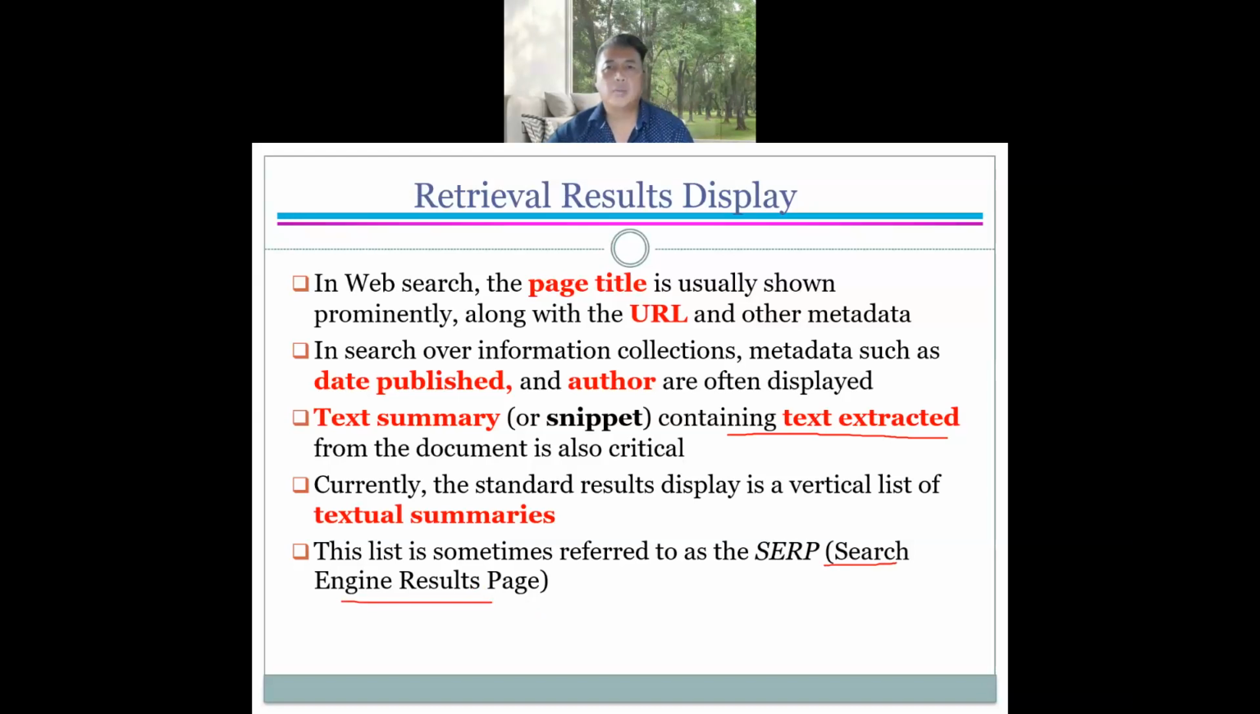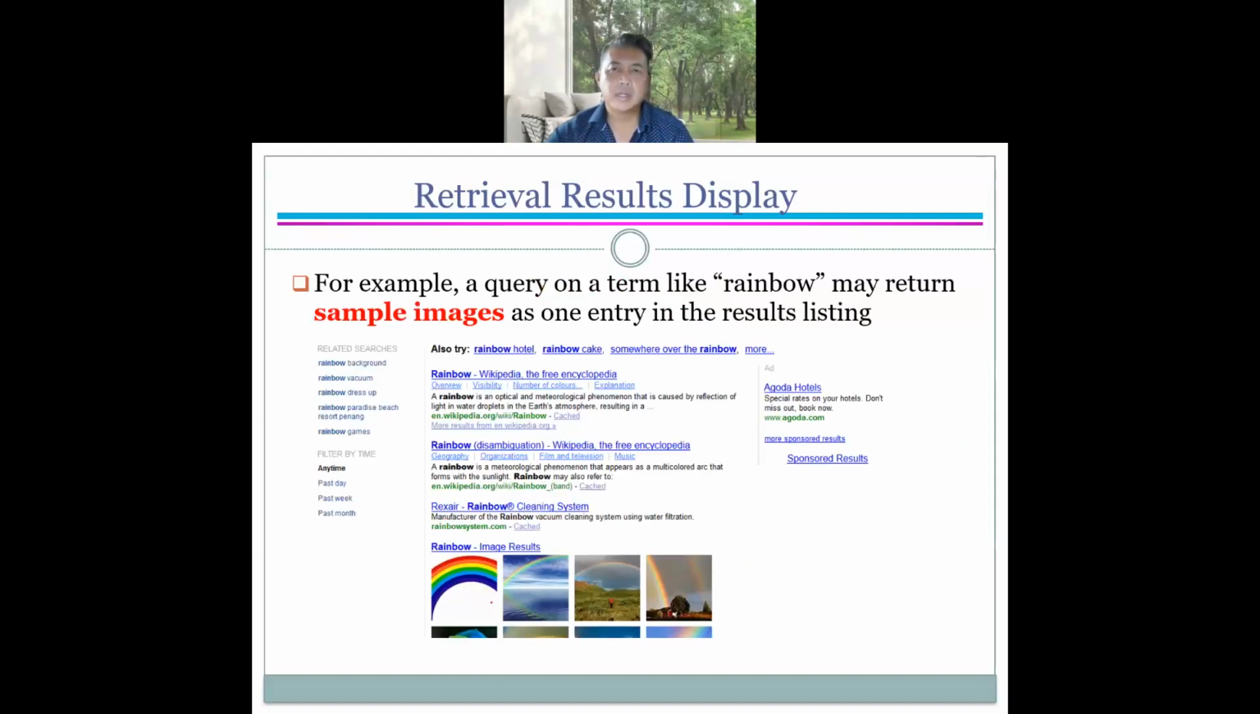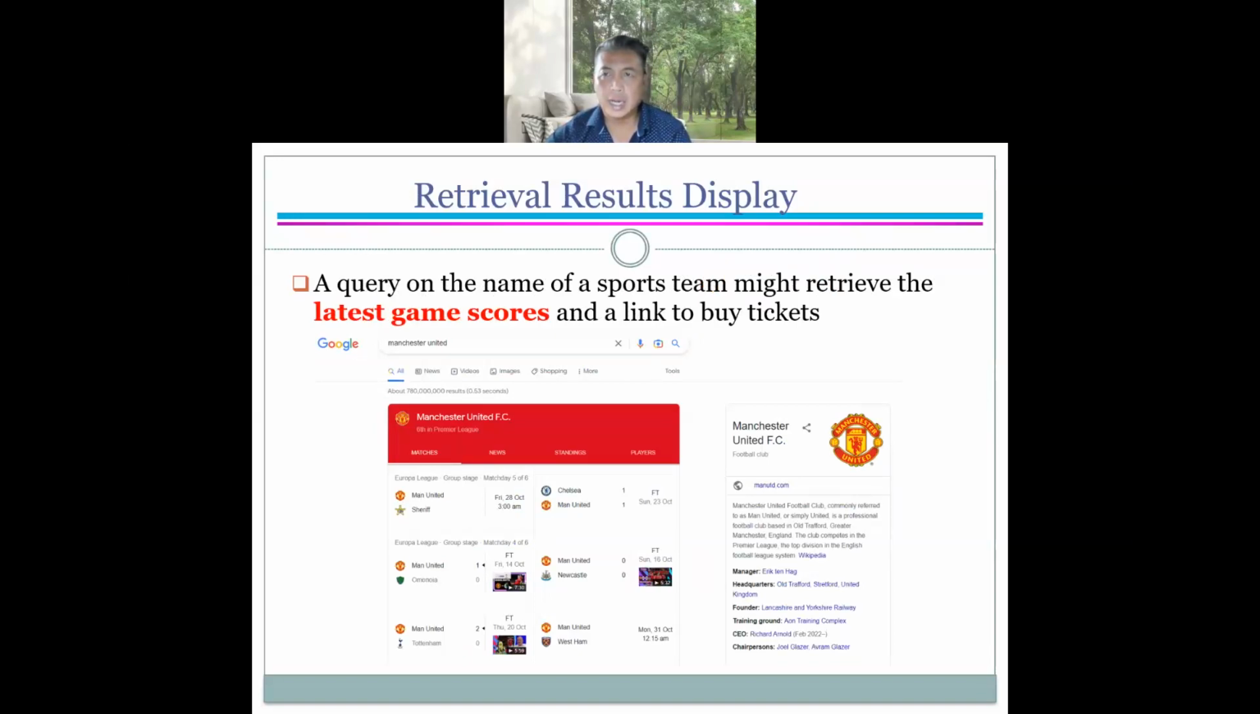Sometimes they will give you sample images. For example, this one you type in rainbow, so they will give you the rainbow. So it depends on the context on how the text is being used. For example, if you type Manchester United, so they will give you the latest result, because normally when you look for certain concept, especially in sport, you are interested in the result, so they will give you the result as well.